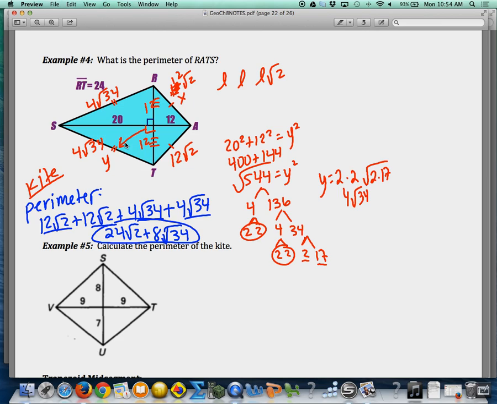Questions? No? Any questions on any of these properties? No? Do you guys get the point of this perimeter idea? Do you think we need to do another example? No? Can we just move on? Yeah? Okay. Good answer.